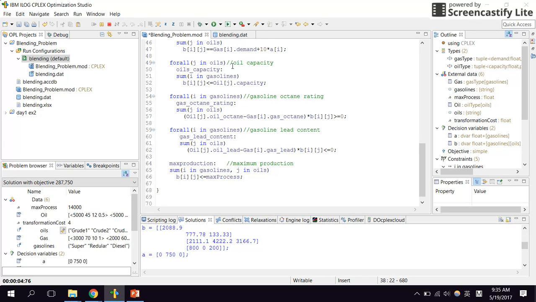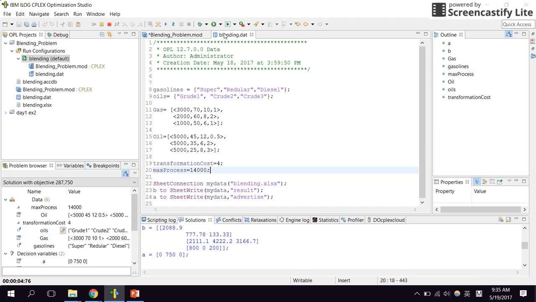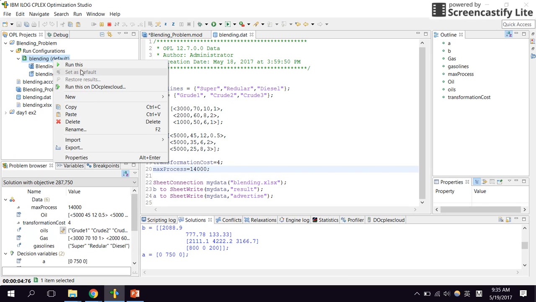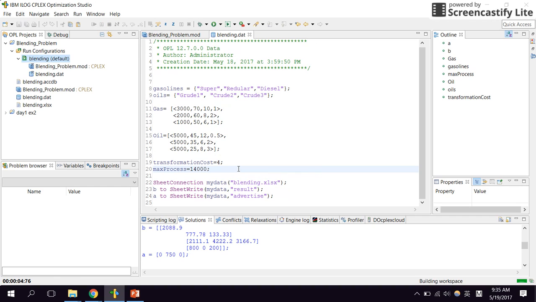Then let's input the data in our model. This is gasoline and oil types, and we input the data into two tables, and the transformation cost equals 4, the maximum processed amount equals 14,000. If you want to make a connection to the Excel file, you can write the sheet connection. To run the model, build the configuration and run this configuration.